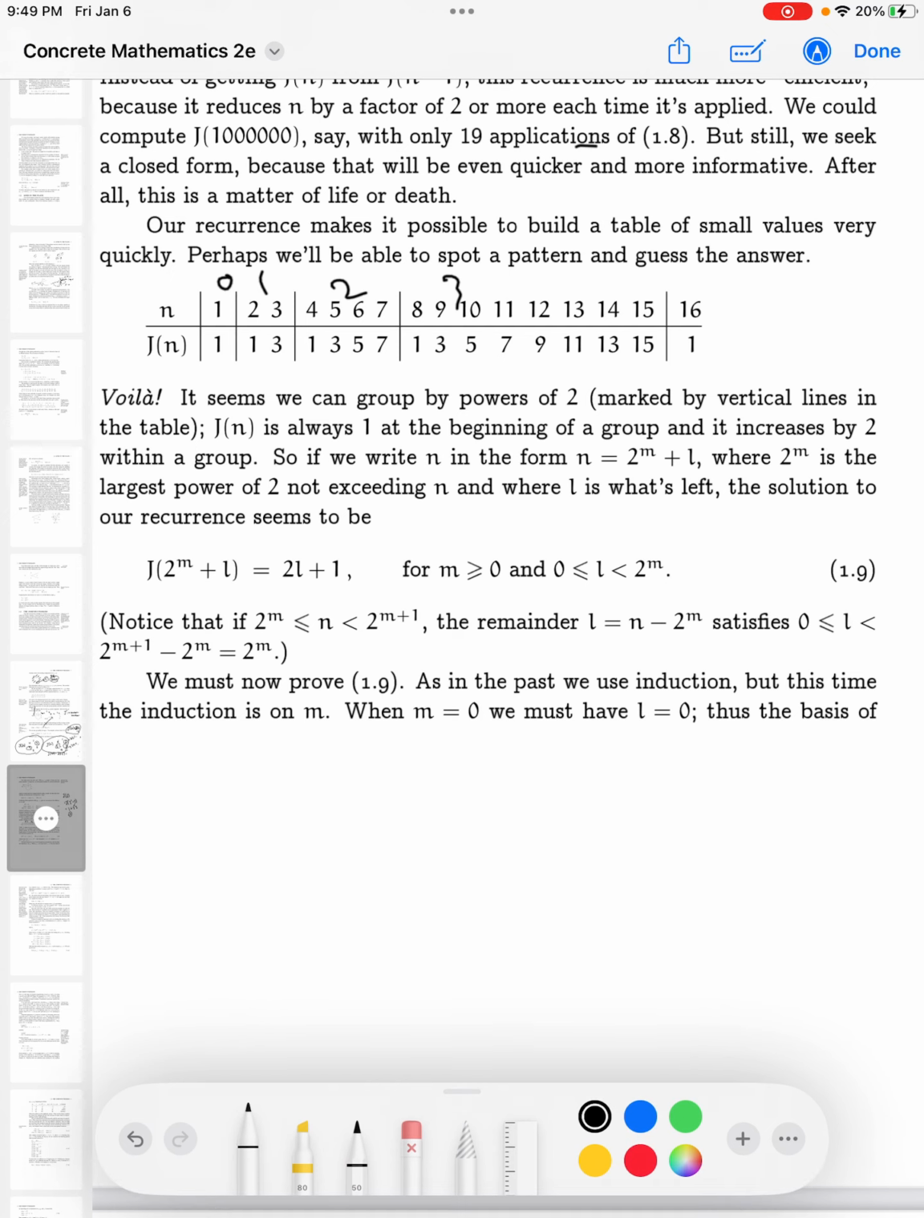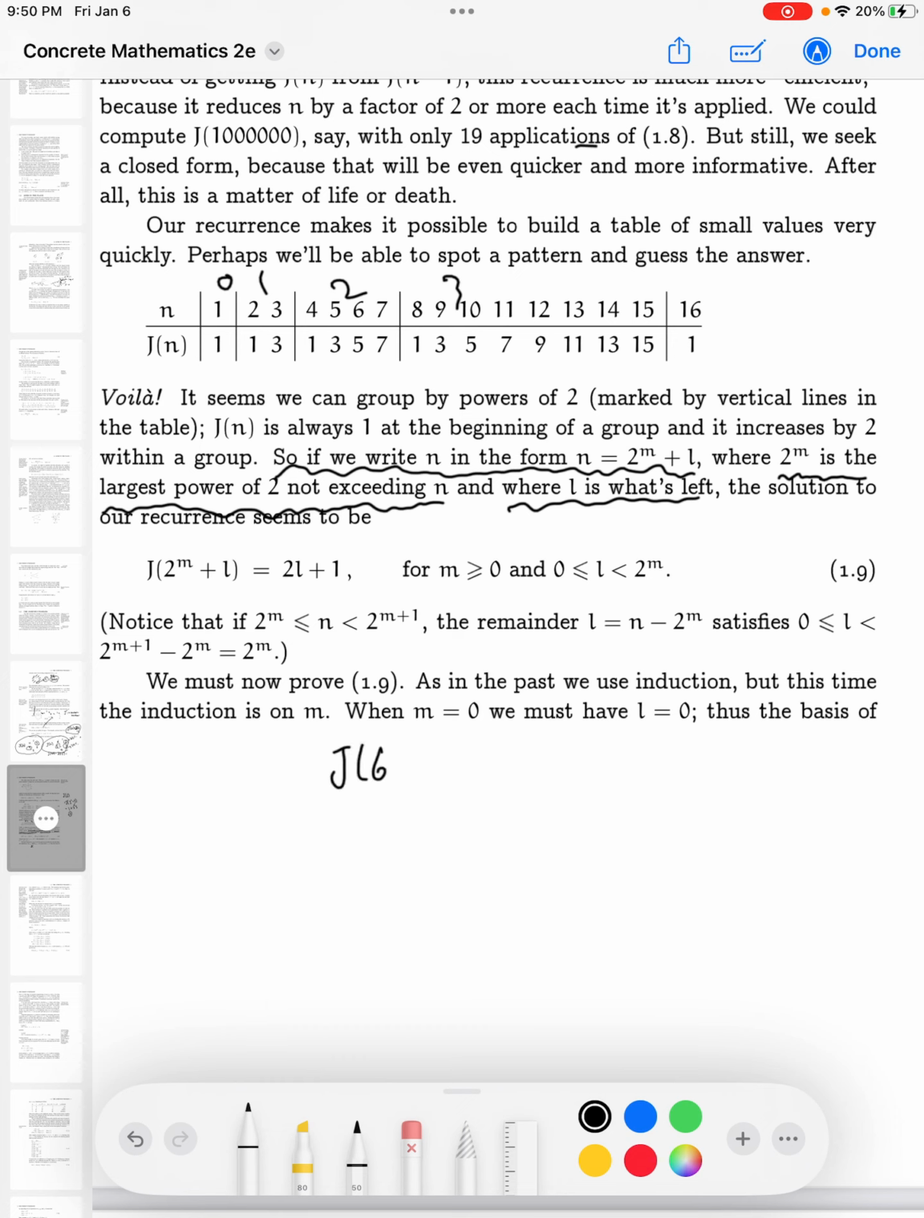here I'm just going to reread what the text says. If you write n in the form n equals 2 to the power of m plus L, where 2 to the power of m is the largest power of 2 not exceeding n, and where L is what's left, the solution to our recurrence seems to be J(2^m + L) equals 2L plus 1. If it seems a little vague to you, let me write an example here.